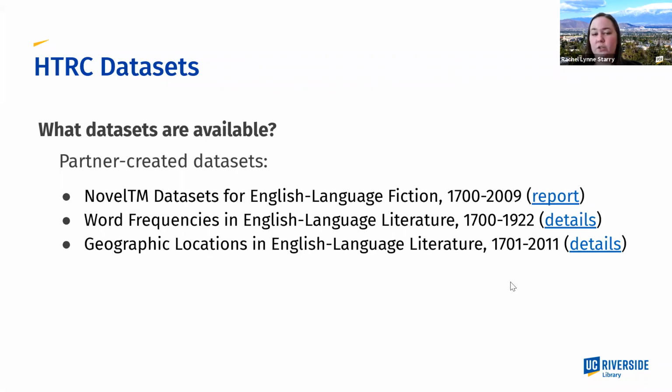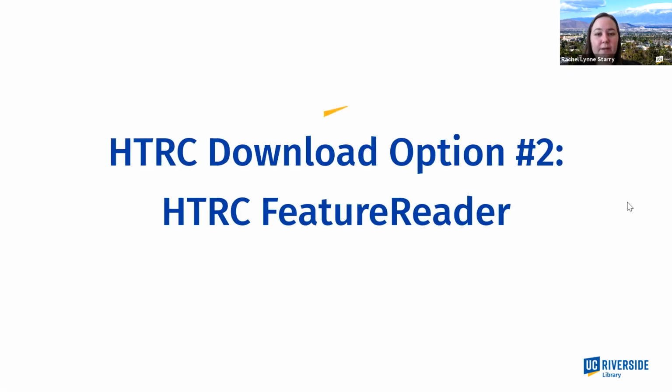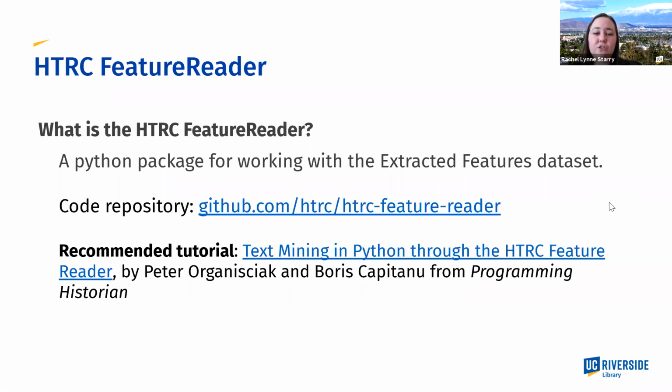And there are some additional partner created data sets. I won't go through these, but essentially there are 4 different English language collections from the 18th century to the 21st century, some useful subsets of the HathiTrust collection. There are links here to read more. And then there is a feature reader Python package. The code is on GitHub, and I have a recommended tutorial here if you want to get started doing text mining in Python using this feature reader package and HathiTrust data.